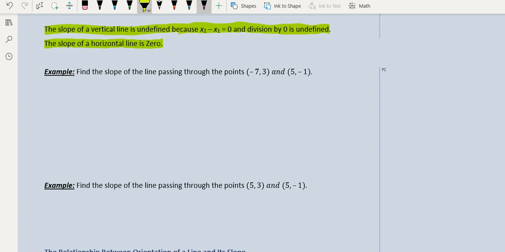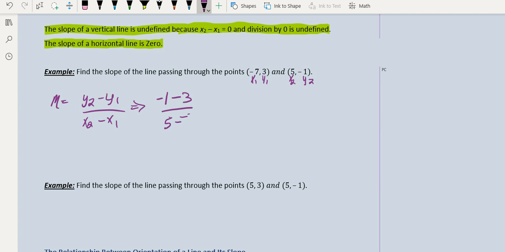But before we get into the nitty-gritty of that, let's find some things algebraically. The first example says, find the slope of the line passing through the points (-7, 3) and (5, -1). The first thing we need to do is label our points. This will be your x1, this will be your y1, this will be your x2, this will be your y2. Now I plug it into the formula: y2 minus y1 over x2 minus x1. So this should give me -1 minus 3 divided by 5 minus -7.